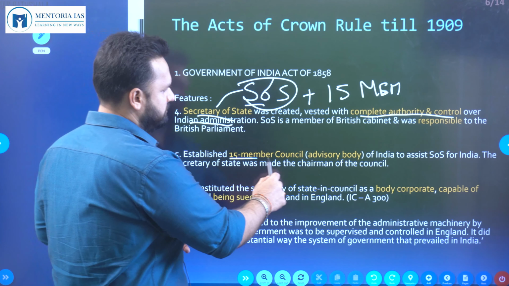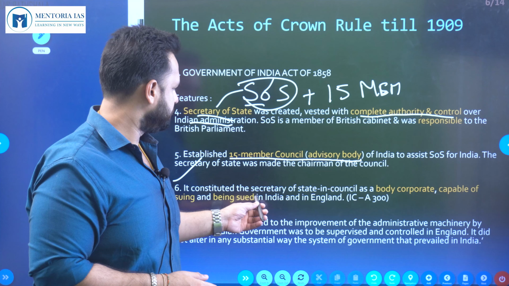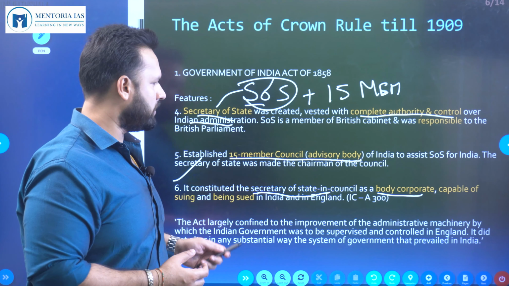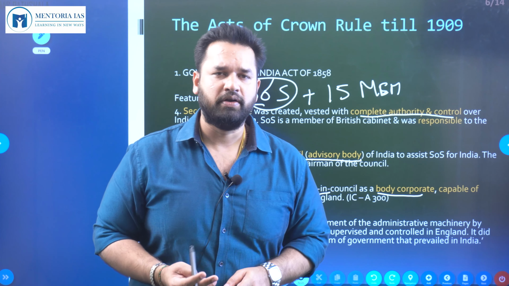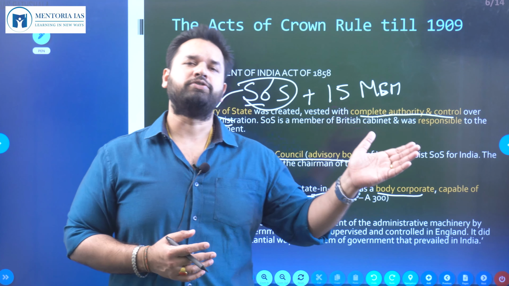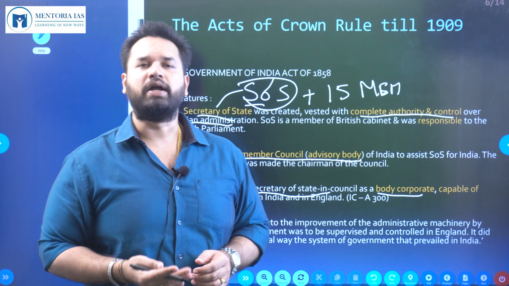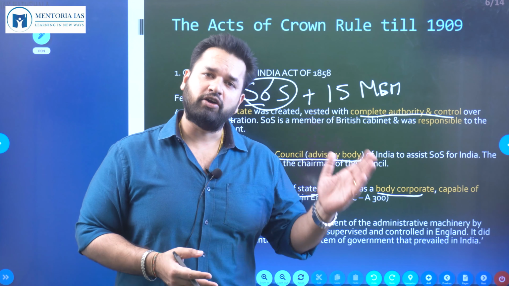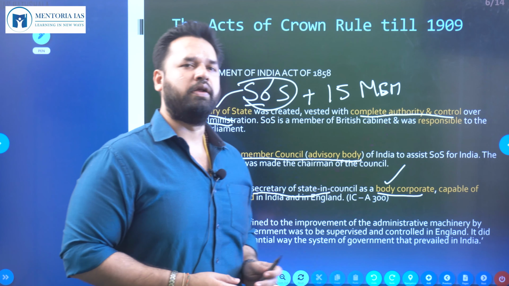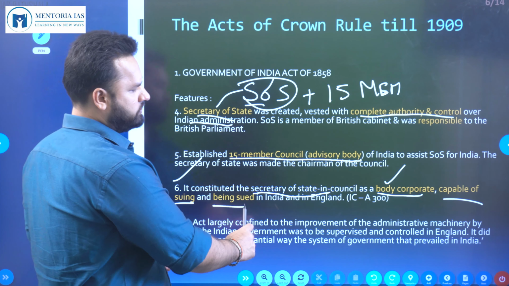Okay, it established a 15-member council, and then it constituted the Secretary of State's Council as a body corporate. I'll tell you what a body corporate is. A body corporate is, for example, one you can sue and that can sue you. For example, can you sue the government of India? Yes, you can. If your rights are violated, you can go to the Supreme Court. Can the government of India sue you? Yes, it can sue you. So it is called a body corporate, which is capable of suing and being sued.